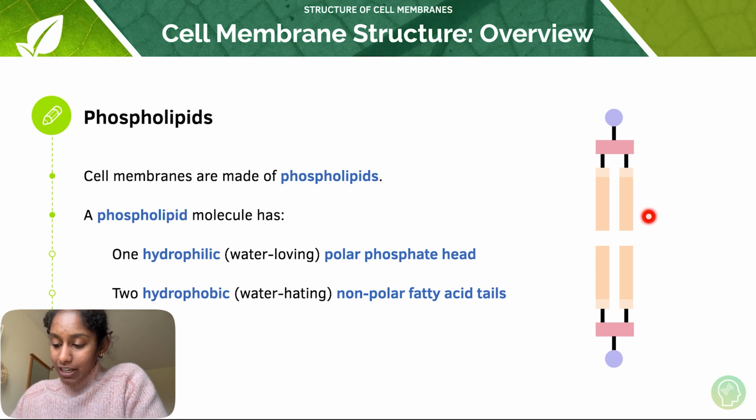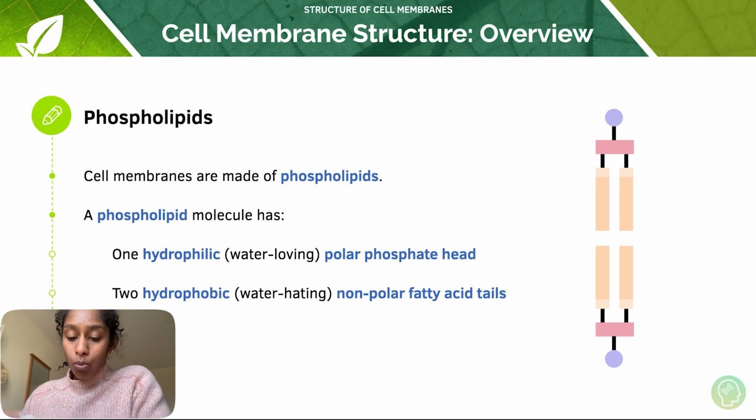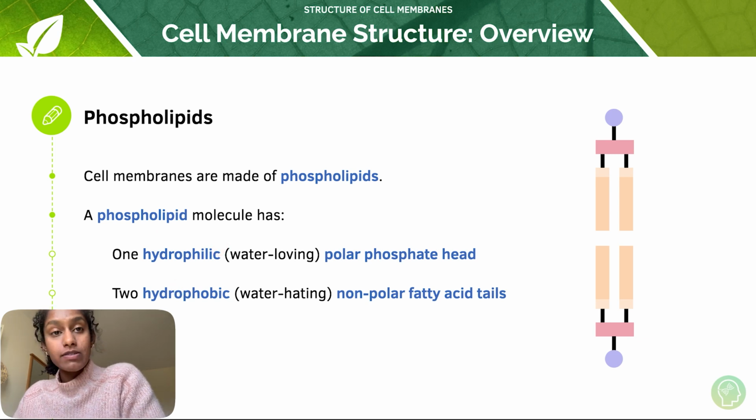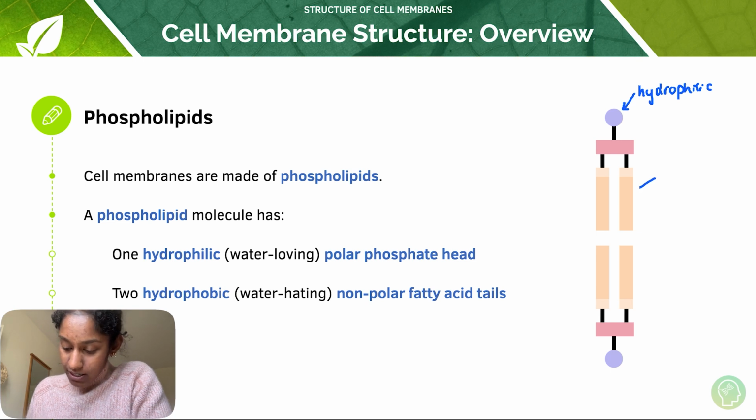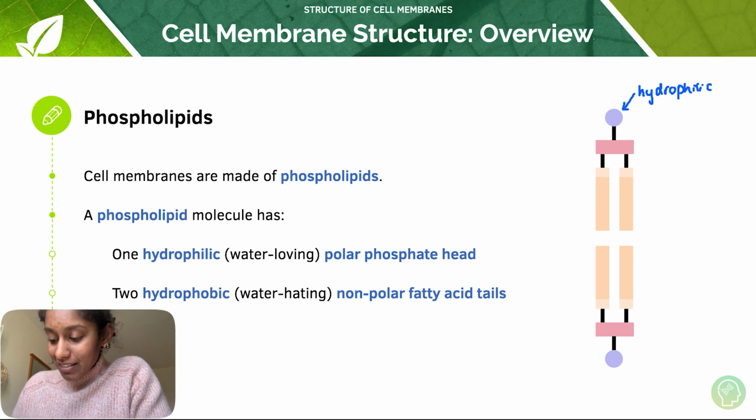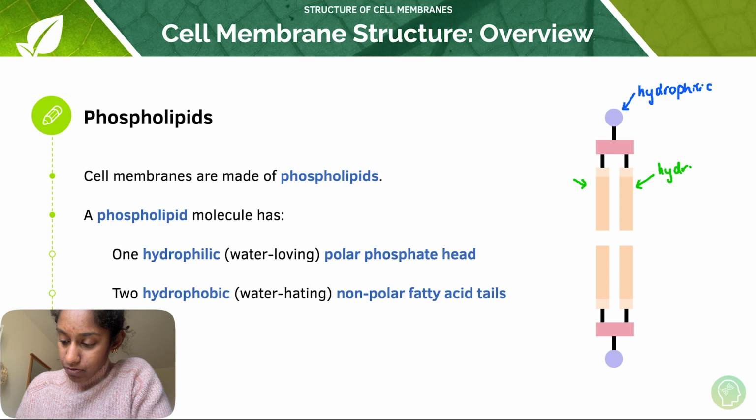So this one structure here is a phospholipid. This diagram is showing two phospholipids. Now, a phospholipid molecule has one hydrophilic polar phosphate head and two hydrophobic non-polar fatty acid tails. So just to make that a little bit clearer for you, this is our hydrophilic water-loving head, and these two, I'll do this in a different colour, are our hydrophobic tails.